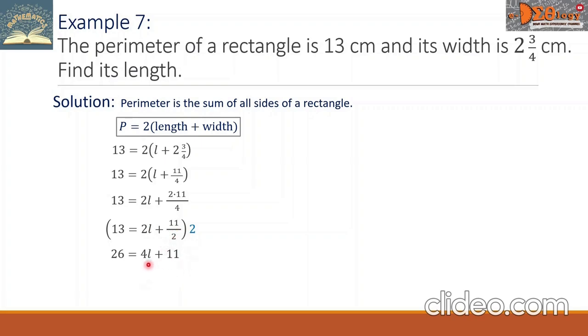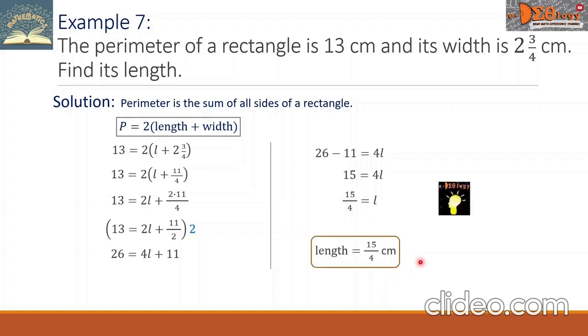Let us solve for L. This 11 we transpose to the left side. So we have 26 minus 11 and this becomes 15 equals 4L. We divide this equation by the coefficient of L, which is 4. So L becomes 15/4. We know that L means length equals 15/4 centimeters. This is our answer.